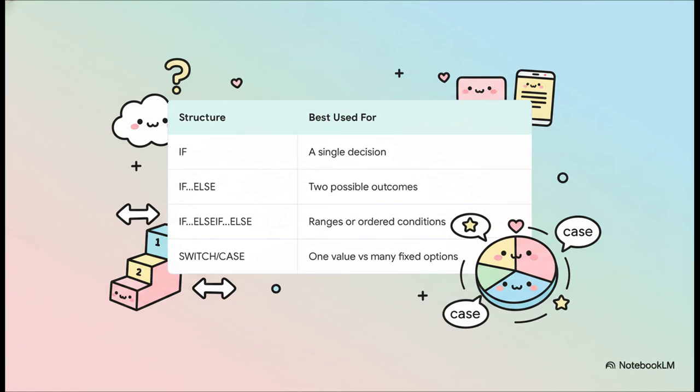Use a simple if when an action is totally optional. Grab if, else for a clear two-way choice. If, else if is your champion for checking ordered ranges, like our grading example. And switch, man, that thing shines when you're checking one variable against a list of specific values. It just makes your code so much easier to read.